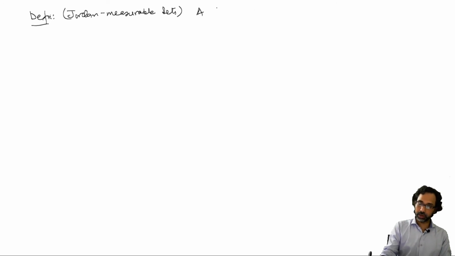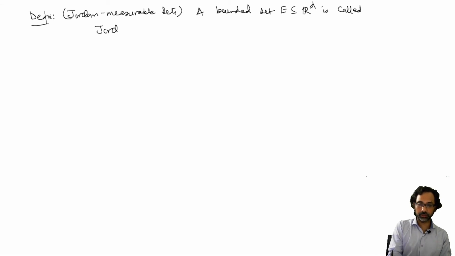Now we can define what is a Jordan measurable set of RD. So this is a definition. A bounded set E, a subset of RD, is called Jordan measurable if we have the equality of the inner Jordan measure of E with the outer Jordan measure of E.